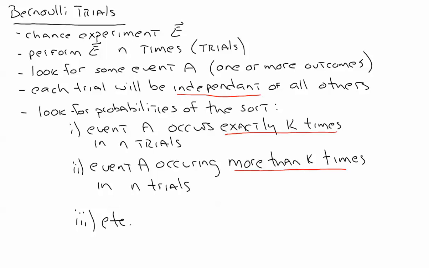So, in summary, a Bernoulli trial type of experiment is we have some repeated experiment E. We perform my random experiment N times, or N trials. We look for some interesting event A to occur. We assume that each of the trials are independent of all the others. And we try to answer questions determining the probability that event A occurs more than or equal to, or greater than or less than, or greater than or equal to some number of times in N trials. That's what we're going to do. All right.